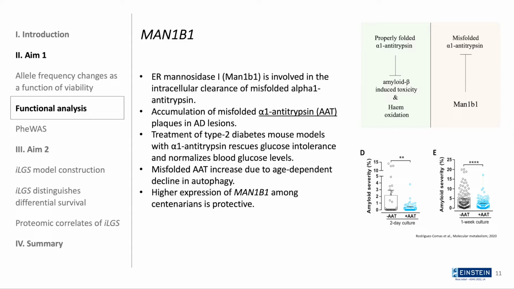When pancreatic islets were cultured in the presence of alpha-1 antitrypsin, amyloid severity was reduced 6-fold after 2 days in culture. Even after 7 days of culture, when amyloid severity was very high, alpha-1 antitrypsin reduced these levels more than 2-fold.